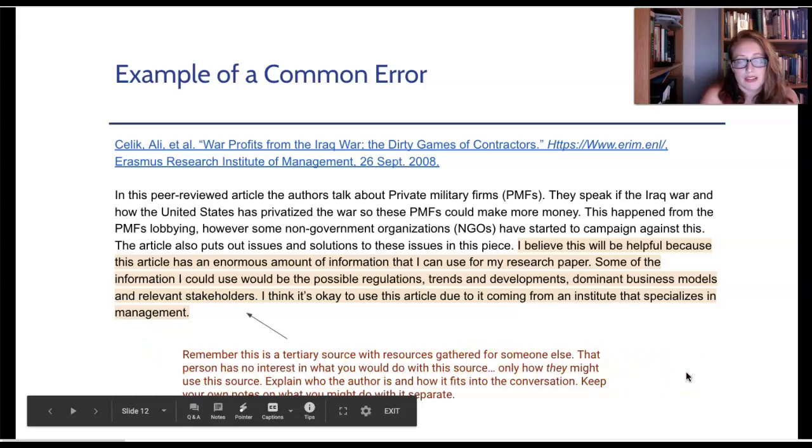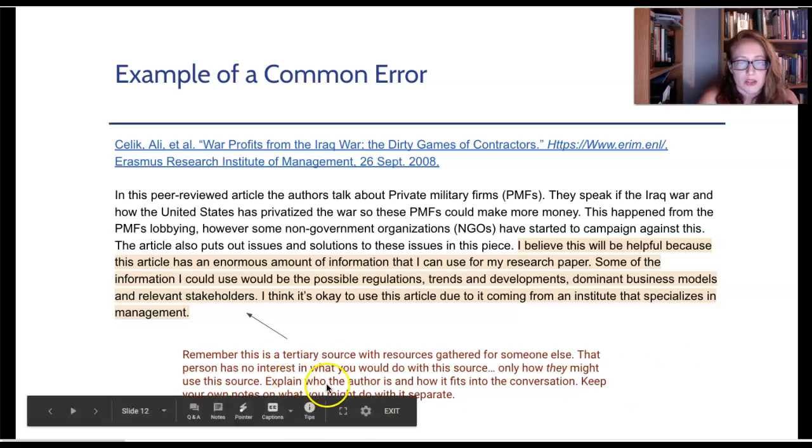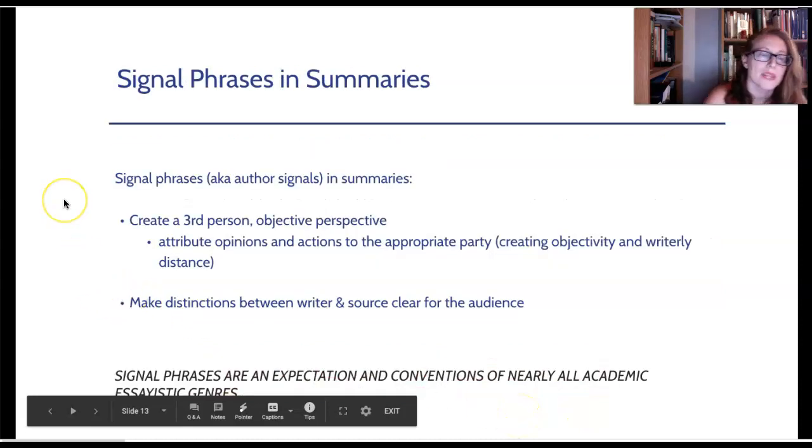Again, the person reading this has no interest. The person you're gathering resources for is interested in how they're going to use it. They're not interested in what you're going to do with this source, only what they're going to do with it. So explaining who the author is and how it fits into the conversation is what we're sticking with here. Keep your own notes if you want to use that.